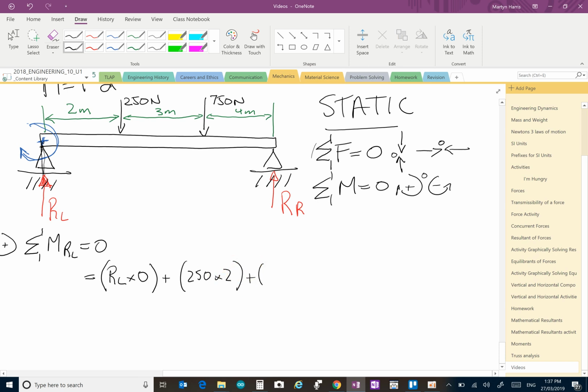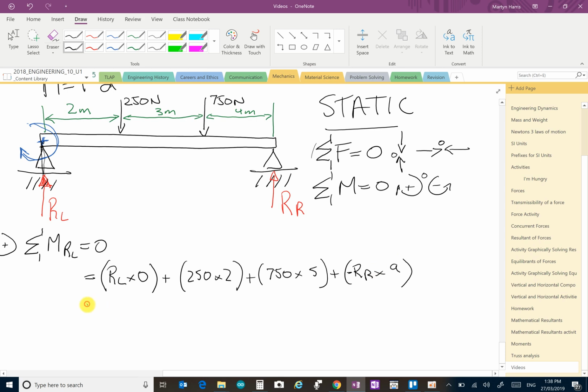Okay, next moment. Got 750. What's the distance from the fulcrum? Well, it's going to be 3 plus 2, which equals 5. Is it going to be positive or negative? Well, it's working in that direction, so it's going to be positive. Next one, we've got RR. Now what's RR? Is that positive or negative? Well, we can see RR's working in the opposite direction from this rotation, so that's going to be a negative moment, and the distance is 4 plus 3, which is 7, plus 2 is 9. So we have that working like so.